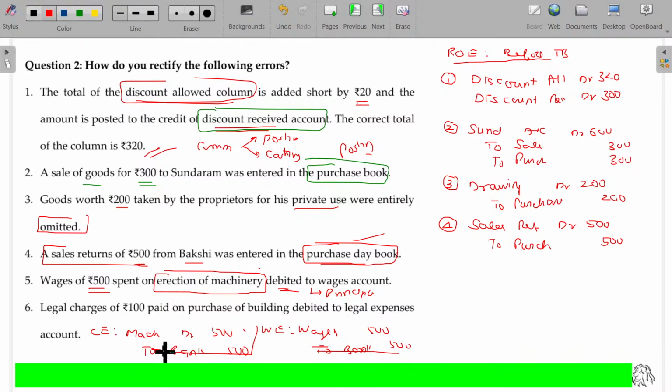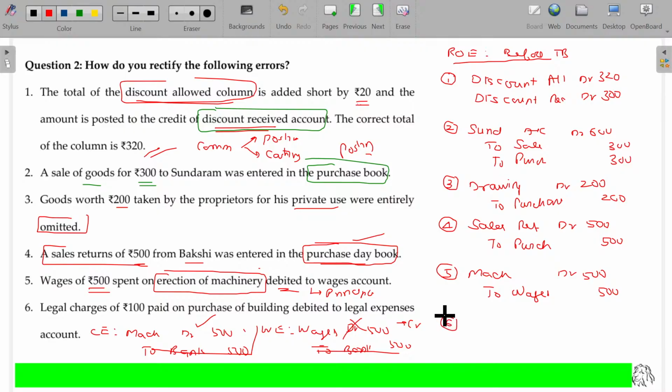Now, to rectify the entry, the correct debit should be passed and the wrong entry debit should be cancelled. This debit should be cancelled and posted in the credit side. Fifth entry. Machinery account debit to wages account. The value being 500.